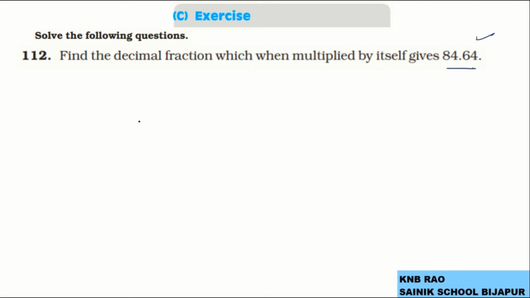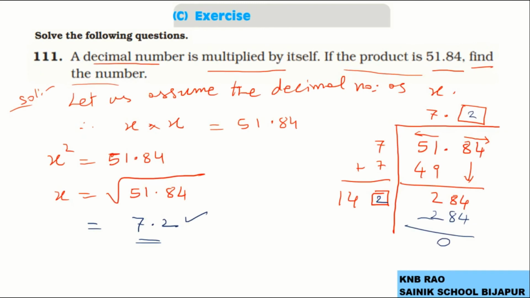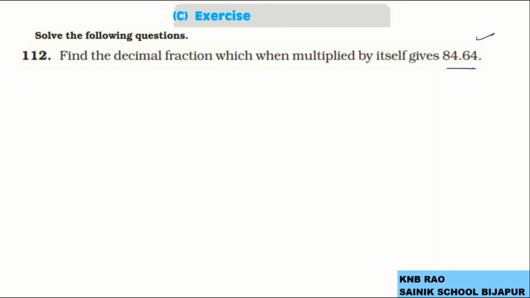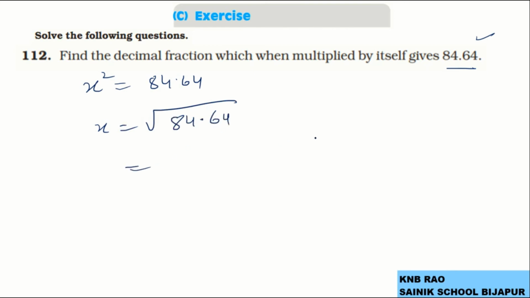This is also similar, the same procedure as how we solved question number 111. Similarly, it is to be solved by assuming the decimal number as x, and x square is equal to 84.64, and x is equal to the square root of 84.64. You find it using the long division method, you will get the right answer, and obviously it is 9.2.